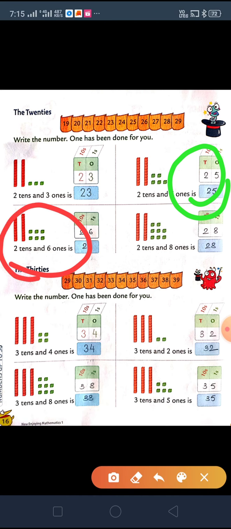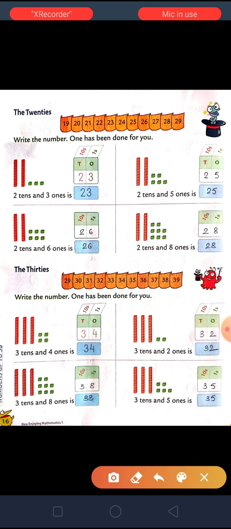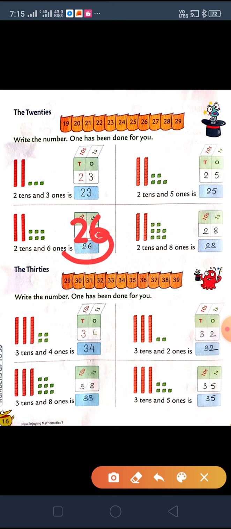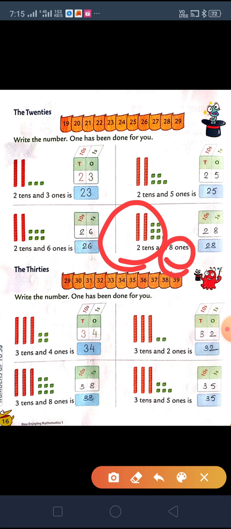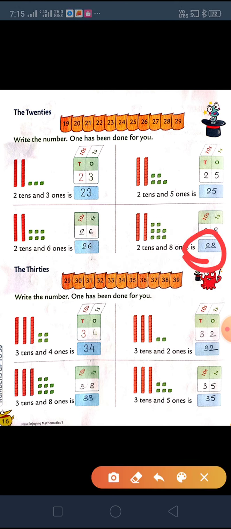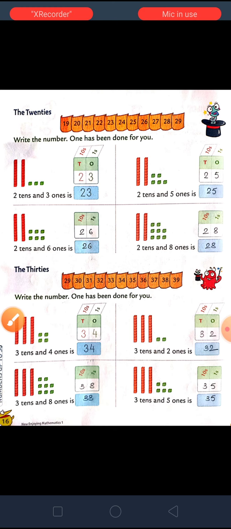Now next is 2 tens and 6 ones. So you will write 2 in the tens column and 6 in the ones column. So the number becomes 26. Again 2 tens and 8 ones. So 2 in the tens column and 8 in the ones column. So the number becomes 28. All this I have already written for you, so that when you practice in your textbooks, you already have the answers and you can check from this video.